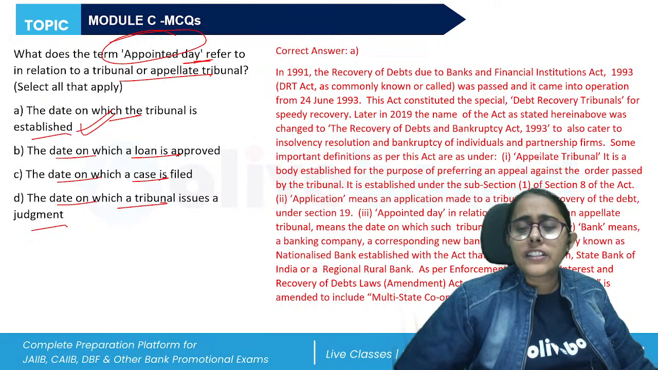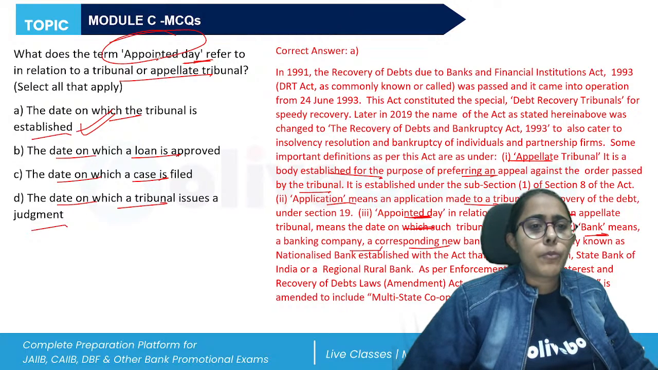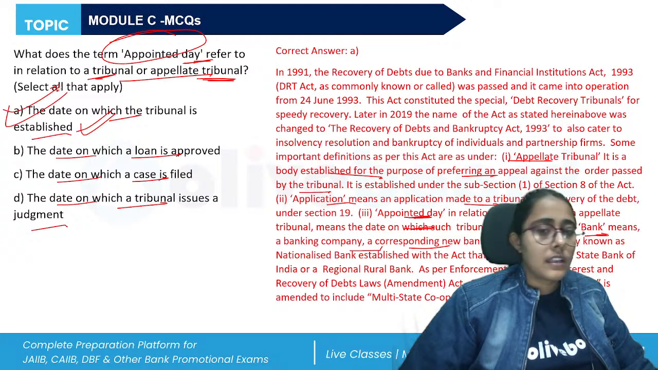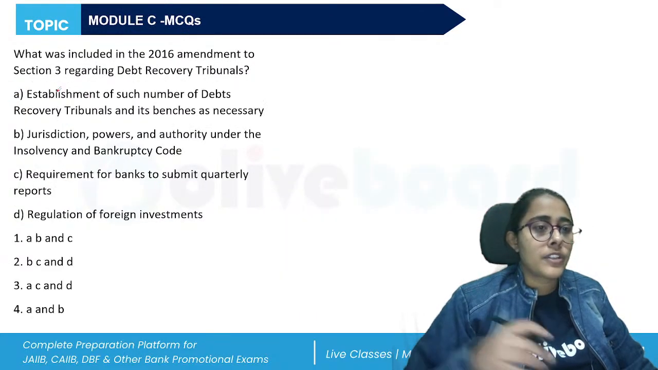We have seen these definitions. The definition of an appellate tribunal: a body established for the purpose of preferring an appeal against the order passed by the tribunal. Then application, which is made to a tribunal. Appointed day is when the tribunal or the appellate tribunal has been established. Bank means a banking company, a corresponding new bank under the schedule. These are all basic things. So the appointed day of the appellate tribunal will be the date on which the tribunal is established. The correct answer is option A.